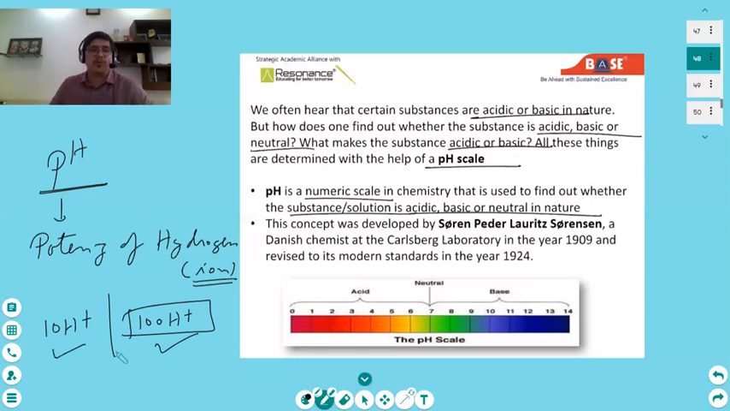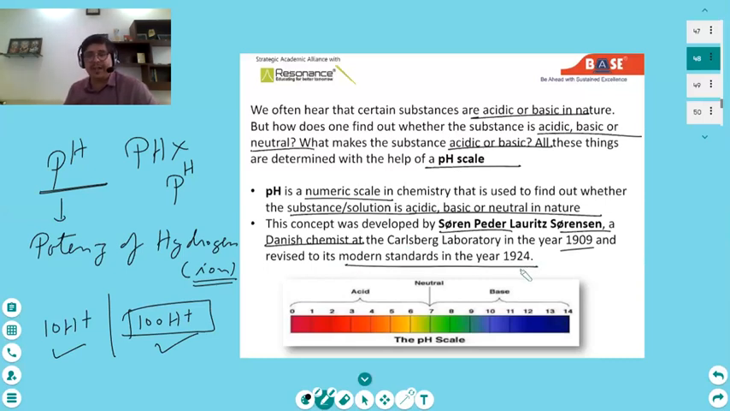So pH stands for power of hydrogen, and you have to write pH like this. Don't write pH like this. So P in caps, and H in caps generally, we write. Okay. So this concept was developed by Mr. Sorensen, a Danish chemist in Carlsberg Laboratory in the year 1909, and later it was updated and revised in 1924.